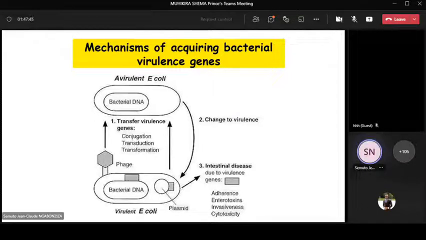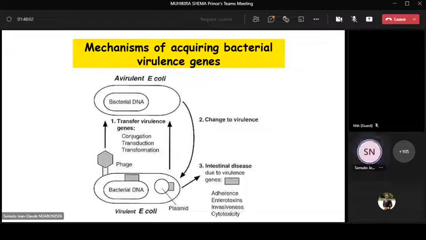That is an important question. So E. coli is a normal flora of the gut, of the GIT, the gastrointestinal tract. So it is in our large intestine, and it is always there.